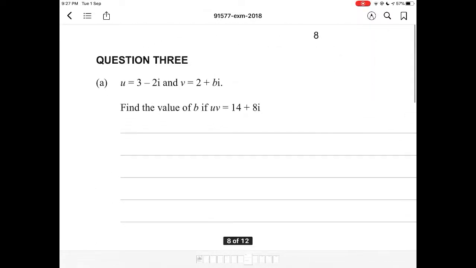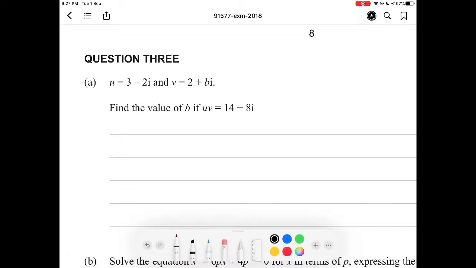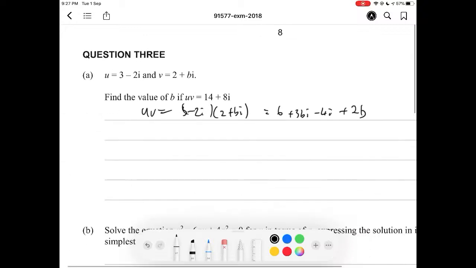Question 3. u equals 3 minus 2i and v equals 2 plus bi. Find the value of b if uv equals 14 plus 8i. Okay, so let's just multiply these two complex numbers together. So uv equals 3 minus 2i times 2 plus bi, and that equals 6 plus 3bi minus 4i. And negative 2i times bi is negative 2bi squared, which becomes plus 2b.